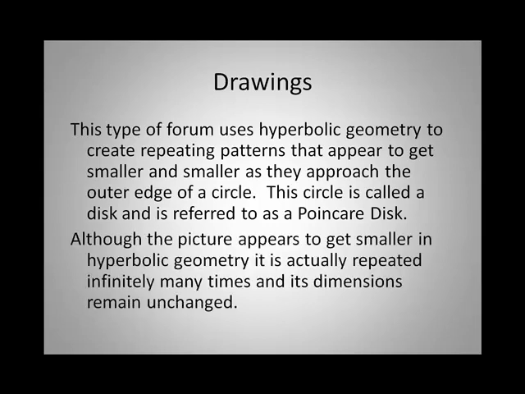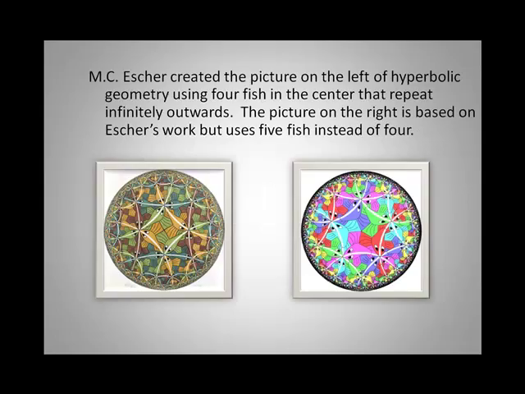Although the picture appears to get smaller, in hyperbolic geometry it is actually repeated infinitely many times and its dimensions remain unchanged. M.C. Escher, for example, created the picture on the left of hyperbolic geometry using 4 fish in the center that repeat infinitely outwards. Notice how as the fish are drawn closer and closer to the outer edge of the circle, they do appear smaller, when in fact they are remaining the same size.